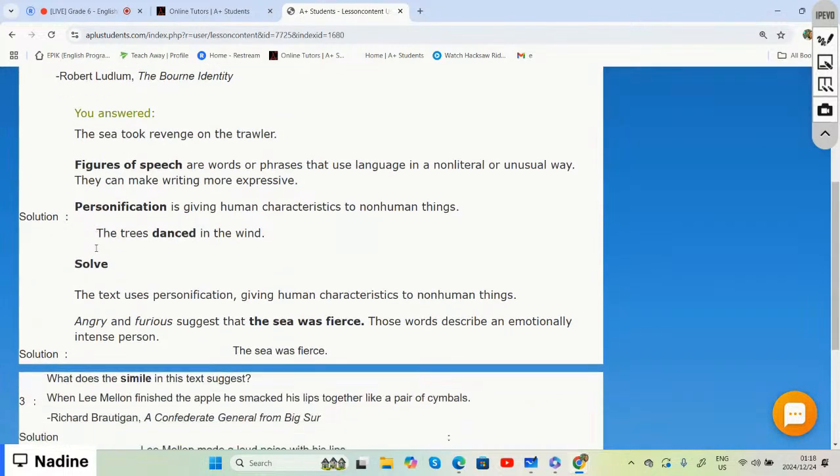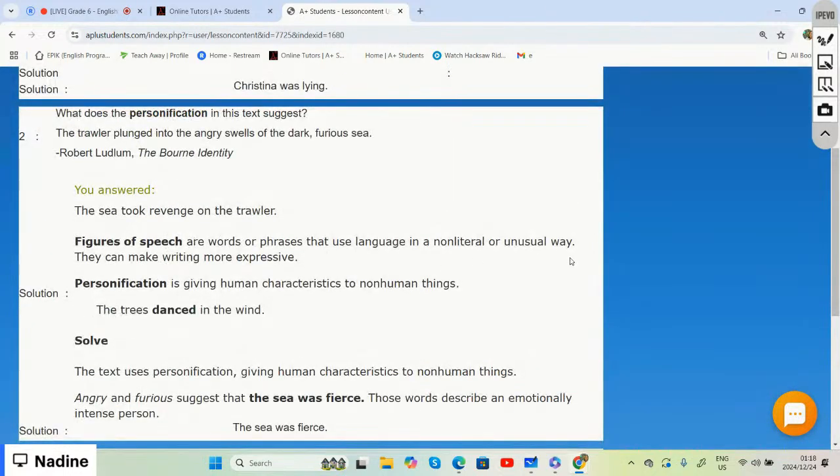We went over what a figure of speech is, and we said a figure of speech is a word or phrase that uses language in a non-literal way. And remember, when we say words in a non-literal way, you cannot directly take whatever we are saying and believe it is true, or take it as is. No, because figures of speech use words or phrases in a non-literal or an unusual way.